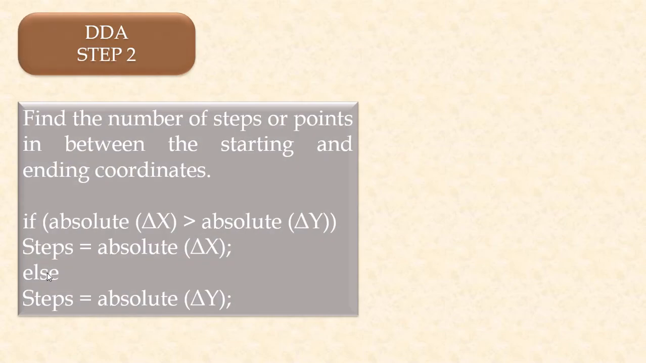First of all, we need to find out the number of steps or points between the starting and ending coordinate values. With the help of the absolute values of the differentials of x and y, we can calculate the steps used, or the points present there. If the absolute value of the differential of x is greater than the absolute value of the differential of y, then the steps will definitely be the absolute value of the differential of x. Whatever the value of the absolute differential of x, that many points we will have between the starting and ending coordinates. Otherwise, we will have that many points as the absolute value of the differential of y.